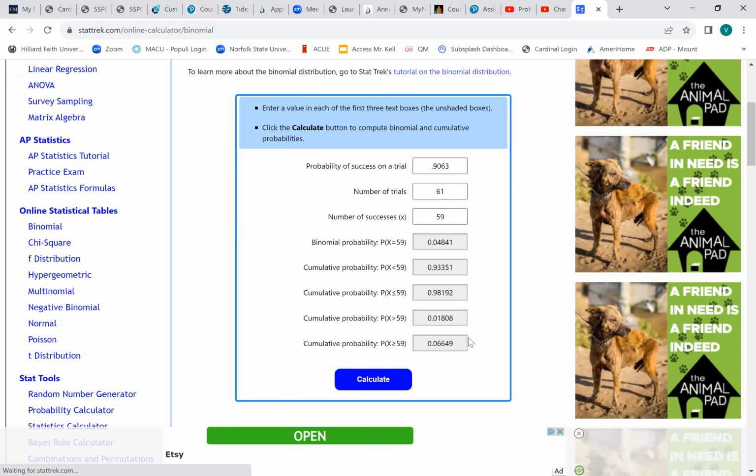All right. So see here, probability that X is going to be greater than 59. So we're talking about 60 and 61. And that's this number right here, 0.01808. And if you go back to our problem, close out on. Oh man, close out on. Hold on, let me see if I can pull it back up.